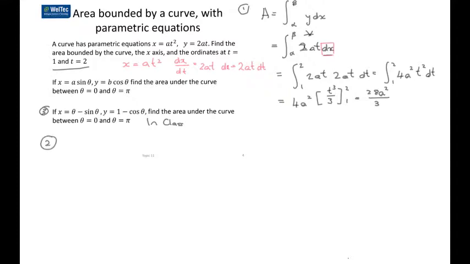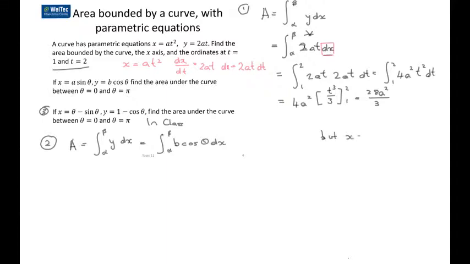Now, the method is always the same. Express x and y in terms of the parameter, then we have to change the variables, and then we have to insert the correct limits of the parameter. So we'd start off by saying A is equal to the integral between alpha and beta of y dx. So we're going to put in what y is for the second question, and you're told that it's b cos theta, and that's still going to be dx at this stage.